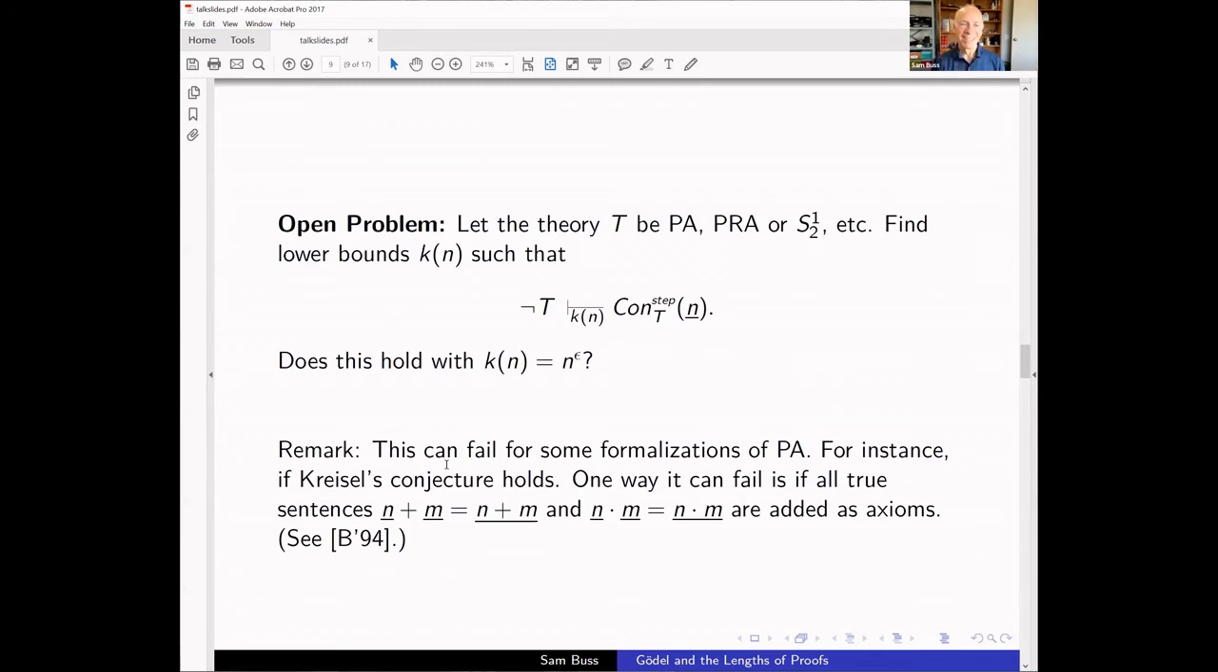Open problem. Let T be one of the standard theories of arithmetic: PA, PRA, etc. What about giving lower bounds on the step length of T proofs of the consistency of T up to length n? In other words, for what functions K do we have that there's no T proof of step length K(n) of Con_T(n)?